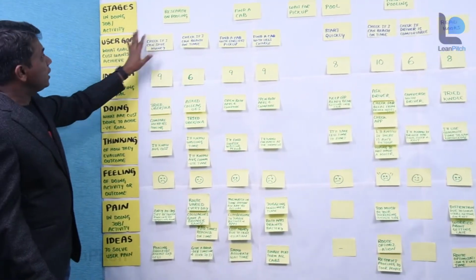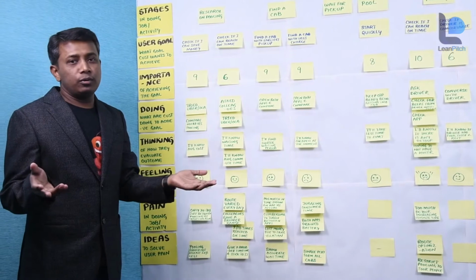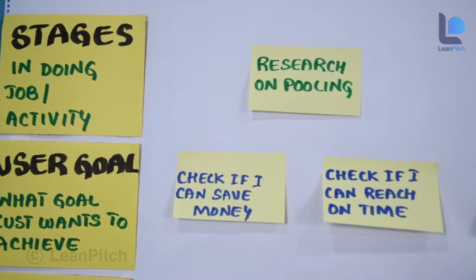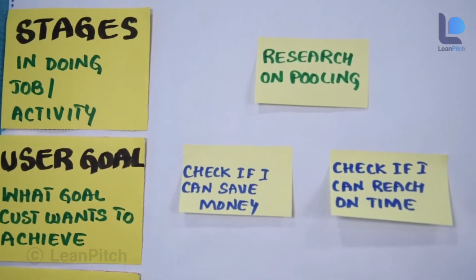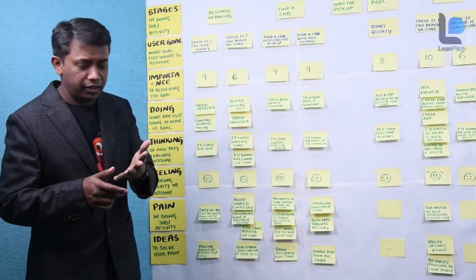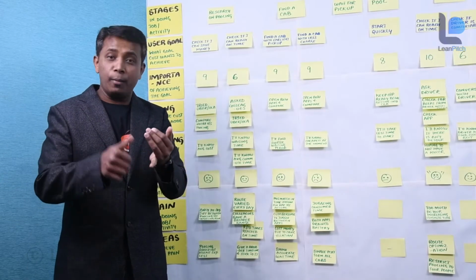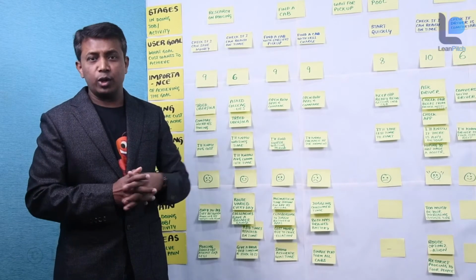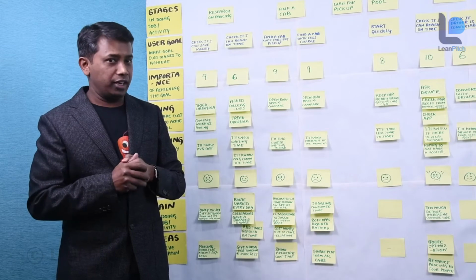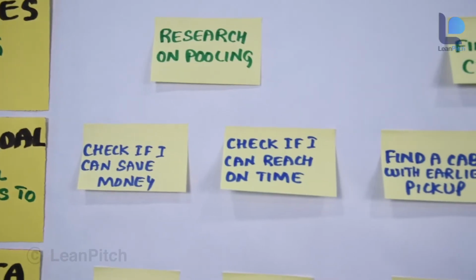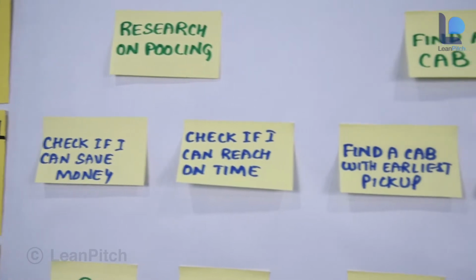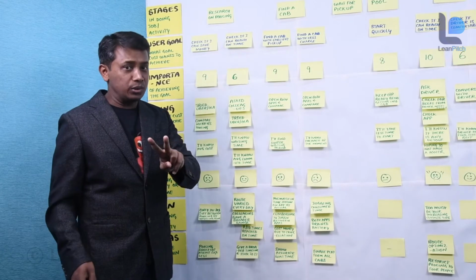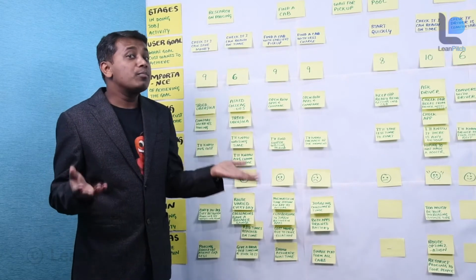And then user goals. In each and every stage, there could be multiple goals or just one goal. If you take researching pooling as an example, he was checking whether he can save money or not, because earlier he had tried his hands on metro, his own car, bike, and scooter, but he couldn't save money. So he wanted to check whether pooling saves that money or not. He also wanted to ensure that he reaches office on time, because earlier when he used his car, he was able to reach on time. So he wanted some confirmation on these two things before he made up his mind about pooling.